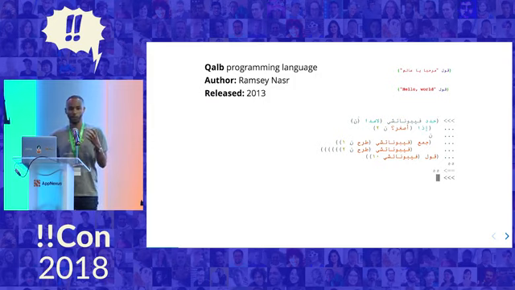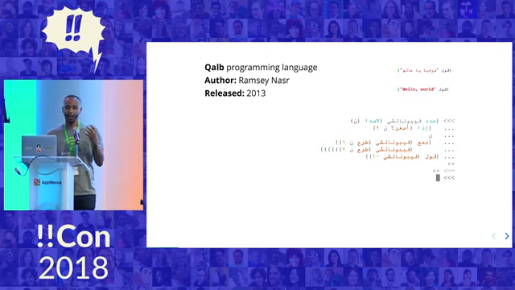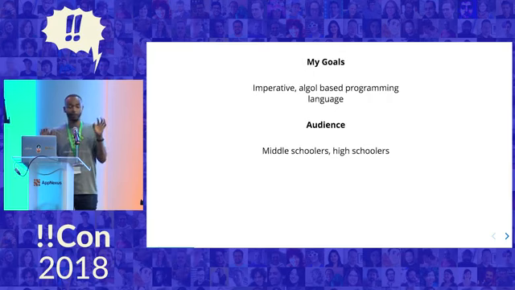But my one thing about Ramzi Nasser's Qalb is that, and this is my ignorance at the time, it's a functional Lisp-based programming language. And I'm like, this is great, but it'd be nice if it was imperative, algo-based. And thankfully, that was an ignorance I had at the time about functional Lisp-based programming language, because it led me to start this project.